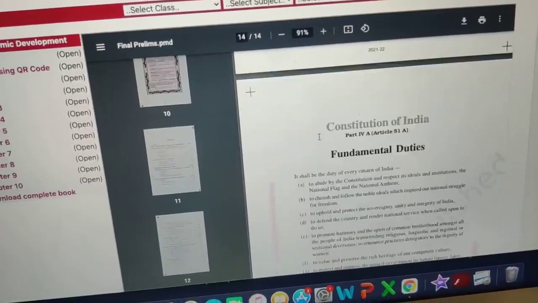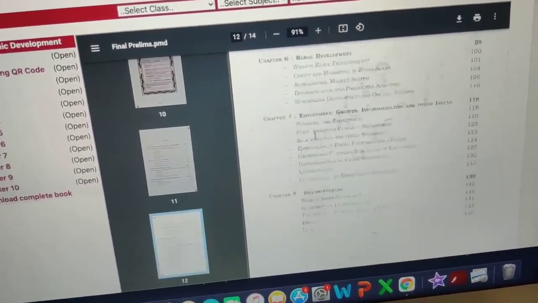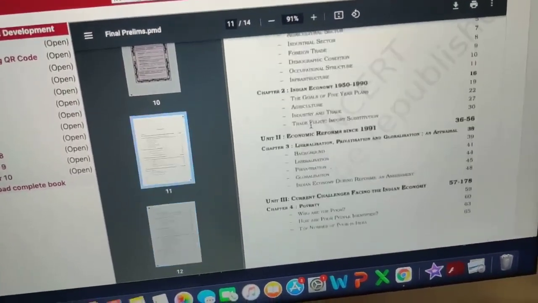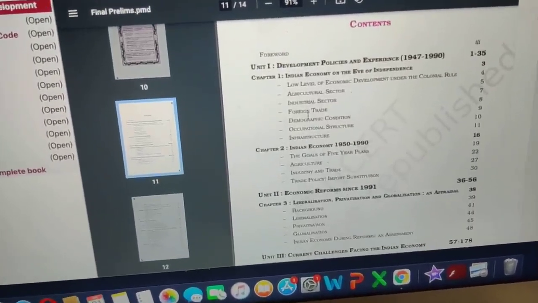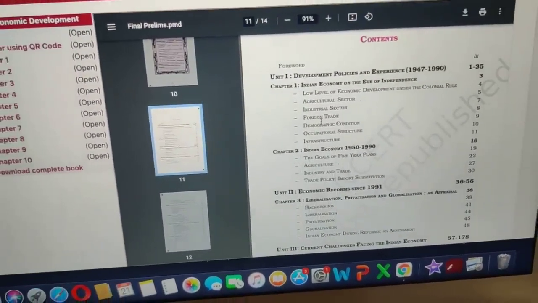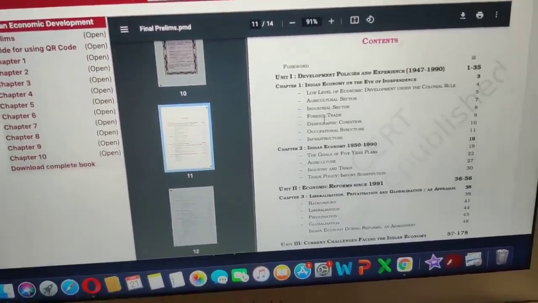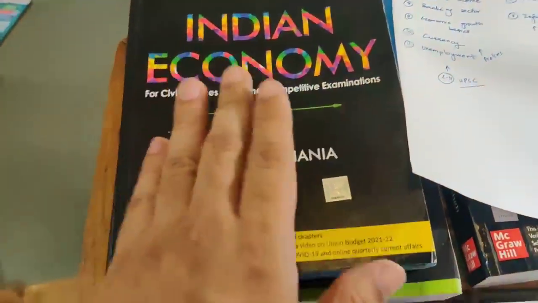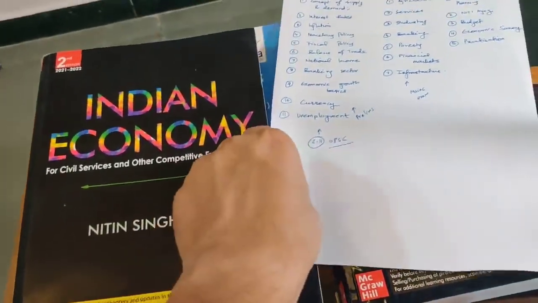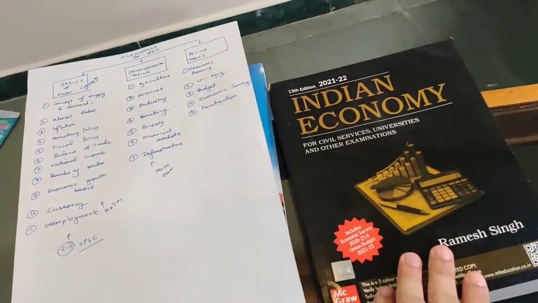So there are 10 chapters in this book, about 200 pages. All these you should read chronologically from unit 1 to the final unit of this book. This is a very highly recommended book. If you read this book properly, then there are some overlapping chapters both in the Nitin Singhania book and in the Ramesh Singh book.